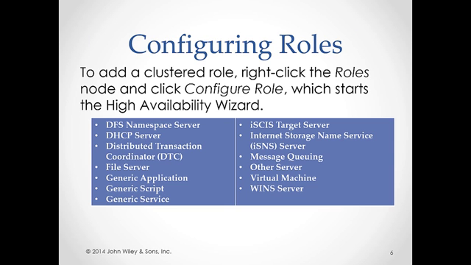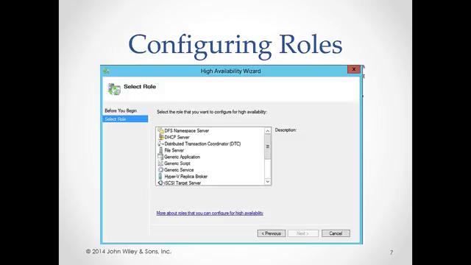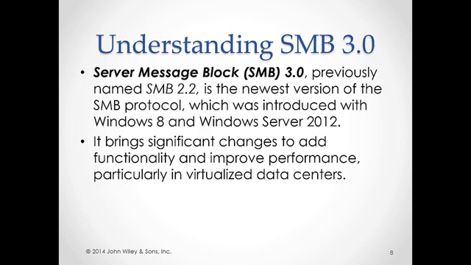So what are some of those types of roles? That's a good question. First, to add a cluster role, we can right click on the roles and nodes and click configure role, which starts our wizard for high availability. These are some of the options that we can get for our roles. That way we can distribute load for things like a DFS name server or a file server, a generic application, and other things that are going to be allowed to be distributed.